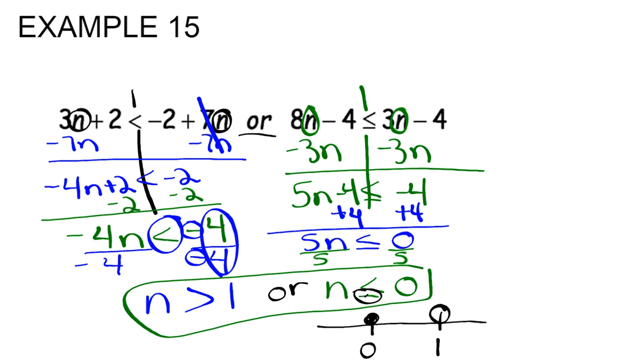I know it's n greater than 1, so that's going to go to the right. N less than or equal to 0, so that's going to go to the left. And that's what it would look like graphed on a number line.